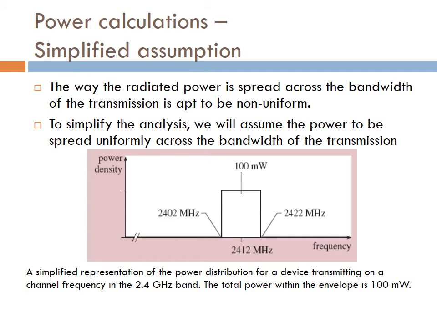The following figure shows my simplified representation of the power distribution for a device transmitting on a channel frequency in the 2.4 GHz band. By making the power distribution rectangular, we have effectively assumed that the power is distributed evenly over a band of frequencies and does not exceed outside that band. The total power within the envelope is 100 milliwatt. I remind you that this is not the case in practice.